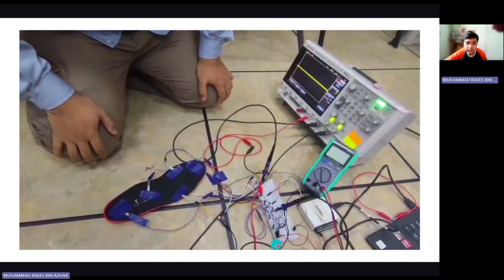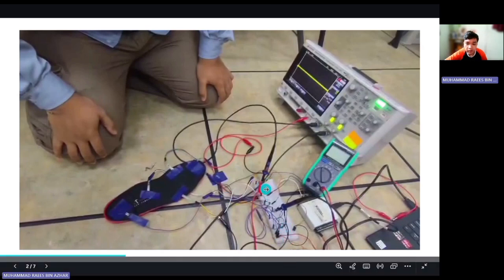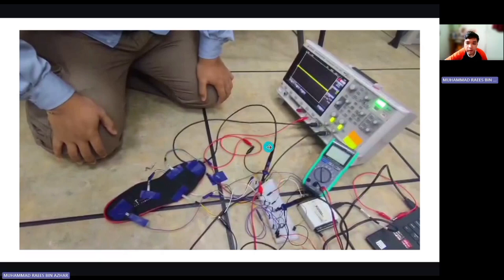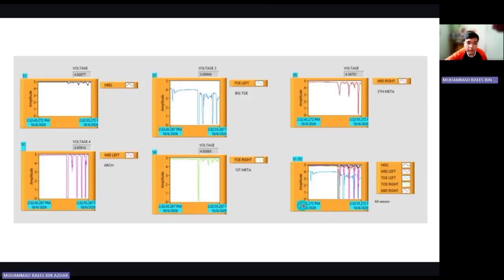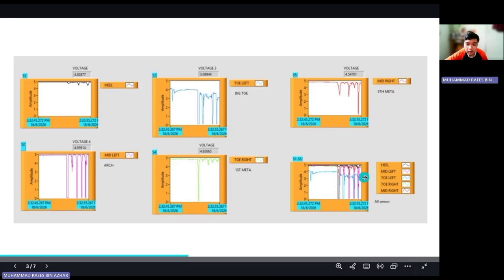Each one is connected in a voltage divider on a breadboard, and then we will calibrate it. We will connect it to the oscilloscope, multimeter, and LabVIEW. So this is how it looks when a load is being placed on the sensor. Here we have the sensor for the heel, two left, mid right, two right, and mid left. And this is how the signals of all sensors are displayed in one graph chart.